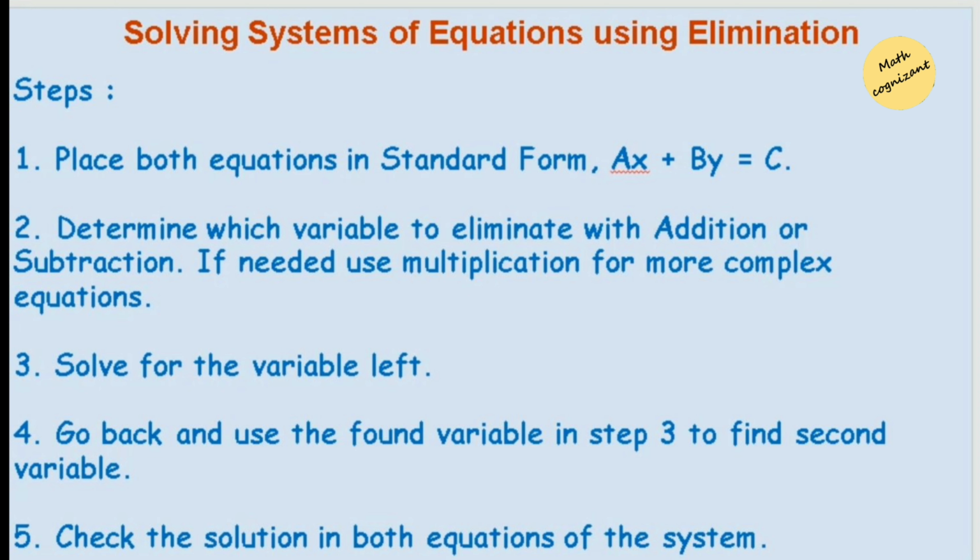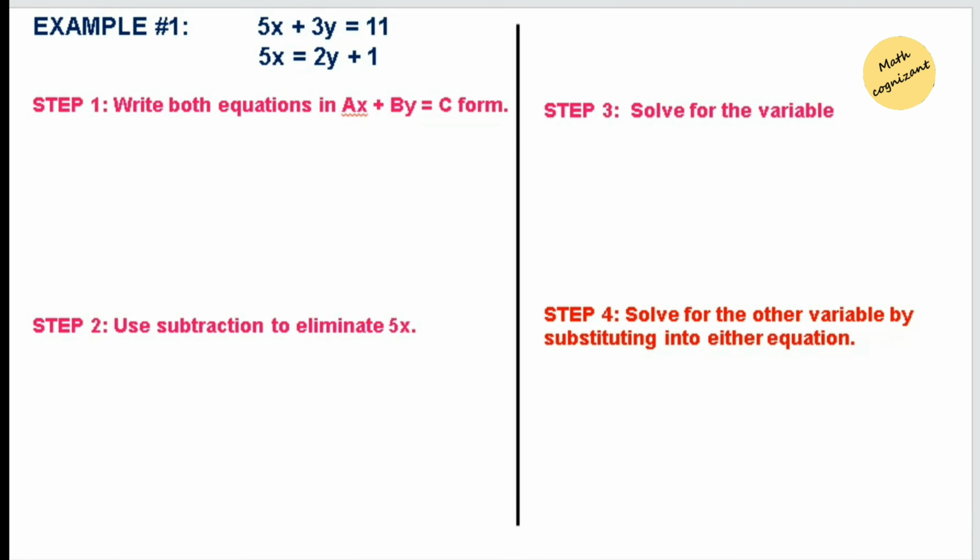So here the first step is you need to keep the equation in the standard form, that is ax plus by equals to c. Then you need to determine which variable you are going to eliminate. Third step is to solve for the variable and then substitute the value of that variable in any one of the equations and solve the other variable also. And don't forget to do the checking at last. Let's start with the first example.